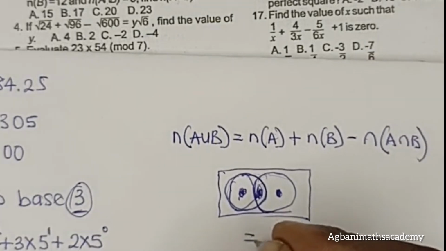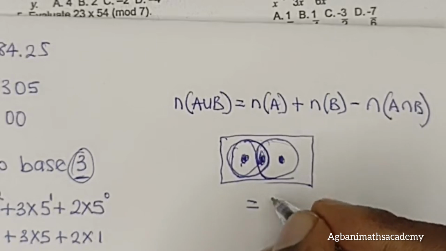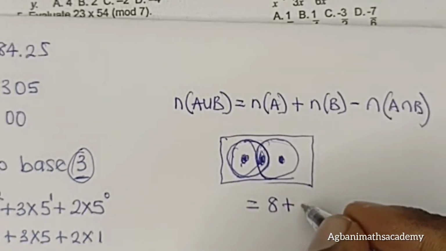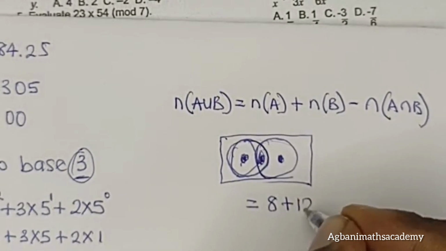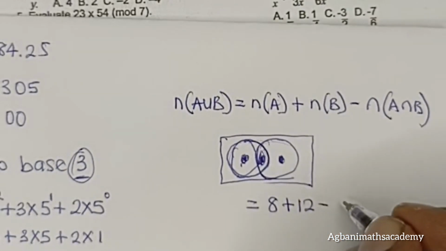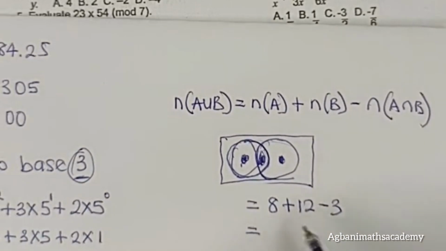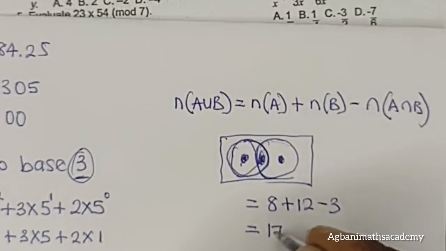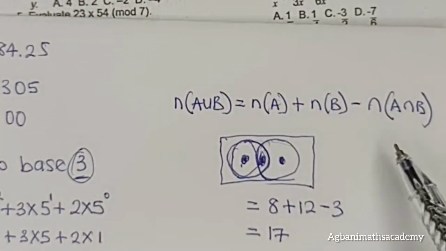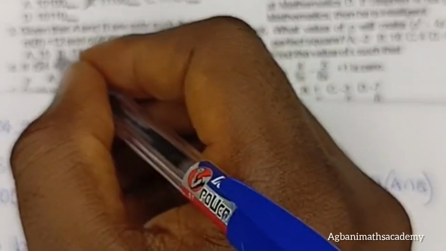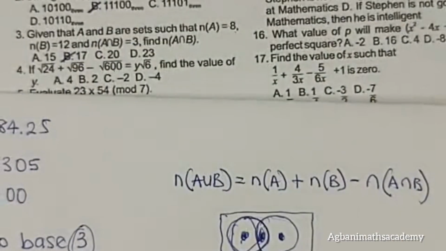So the number of elements in A is 8 plus the number of elements in B is 12 and then minus the intersection of A and B, which is 3. So we have 8 plus 12 gives us 20. 20 minus 3 gives us 17. So the number of elements in A union B is equal to 17. This gives us the answer here.